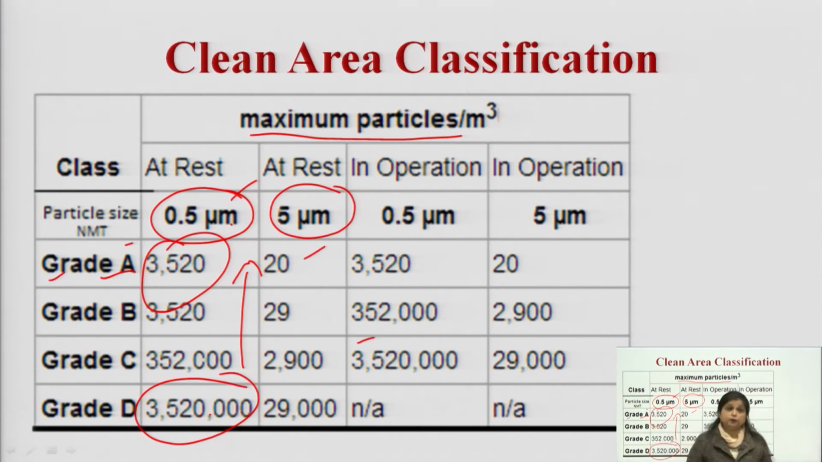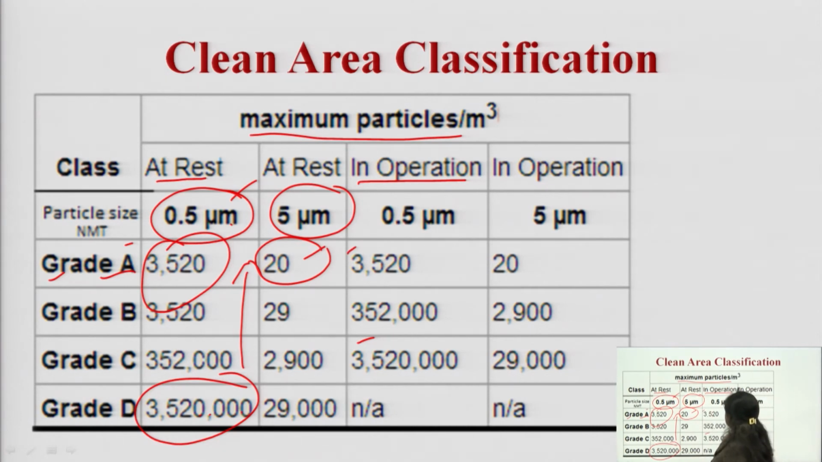According to the regulatory bodies, they have given these guidelines. So, only 20 particles of 5 micrometer size. And that is what we mean by at rest and in operation. At rest means when there is no working going on, we are not doing any work. At that moment, if we analyze the particles of 0.5 micrometer size and 5 micrometer size, these are the limits.